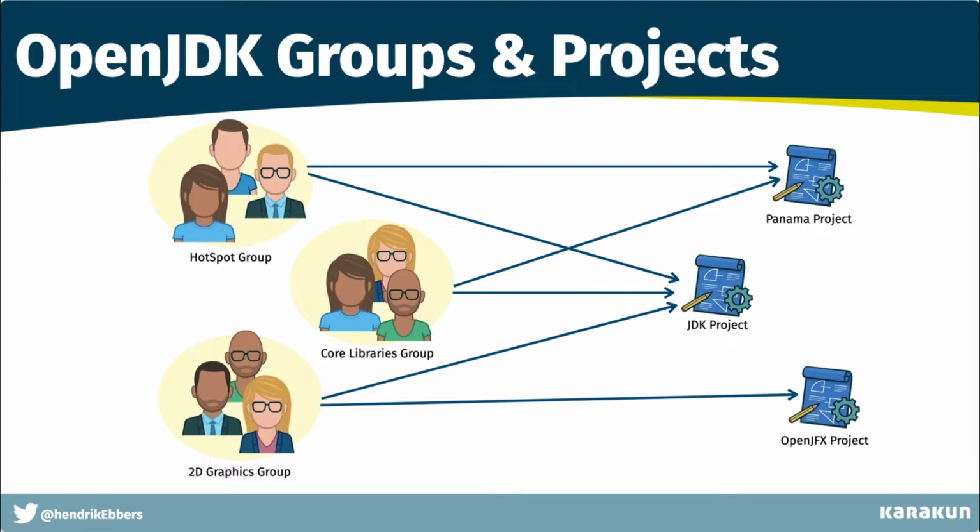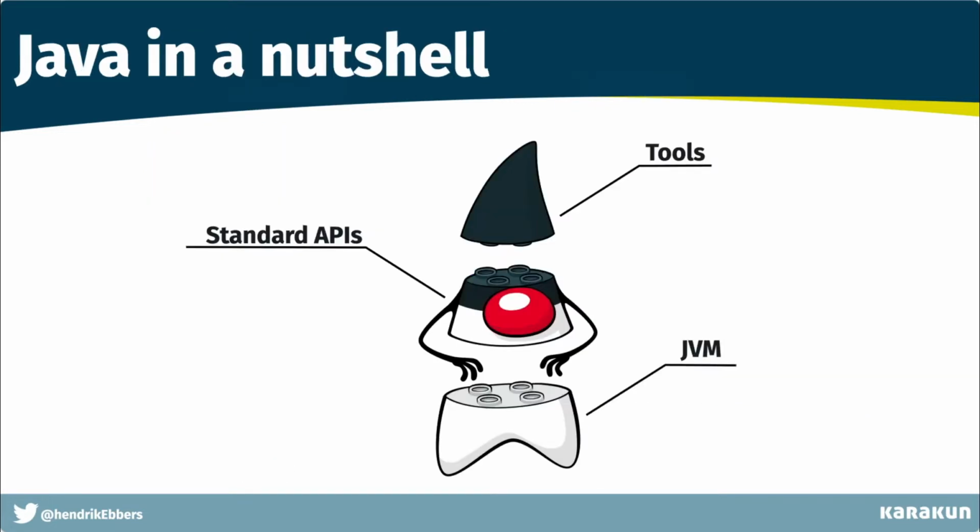And when having a look at what we call Java, or Java runtime to be more correct, you can always split it in three different parts. First of all, we have the JVM. This is the virtual machine, the runtime that executes Java programs.